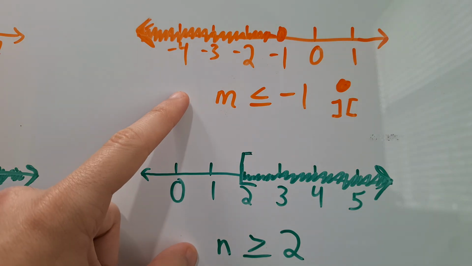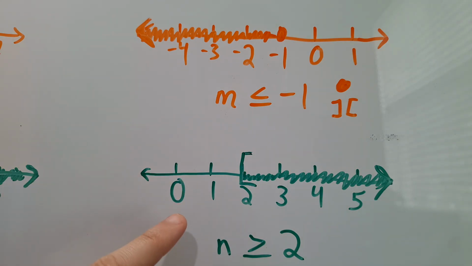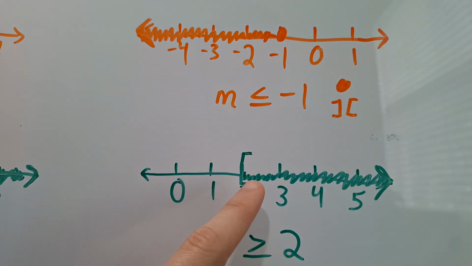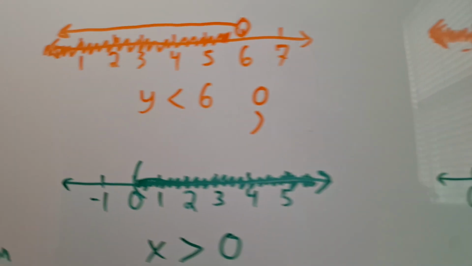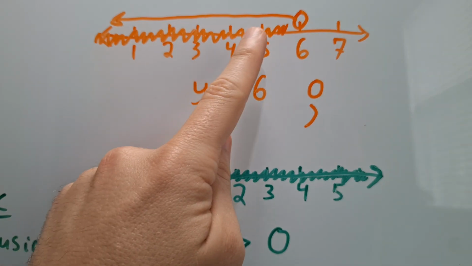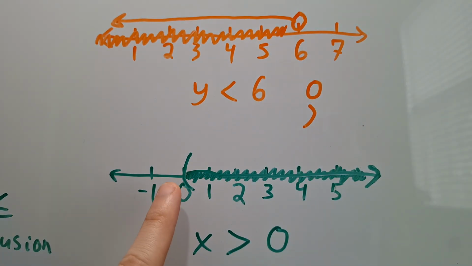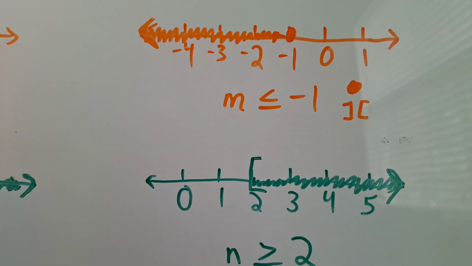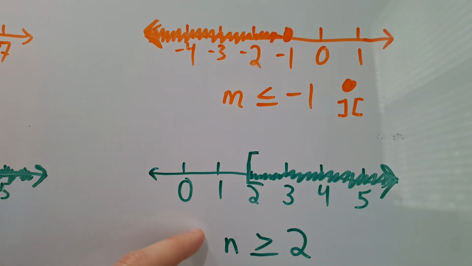So remember, these two inequalities here, we're dealing with inclusion, which means you can use either a closed circle or a square bracket. Versus here, where you have exclusion, open circle, or parenthesis. They're interchangeable. You can use either one.